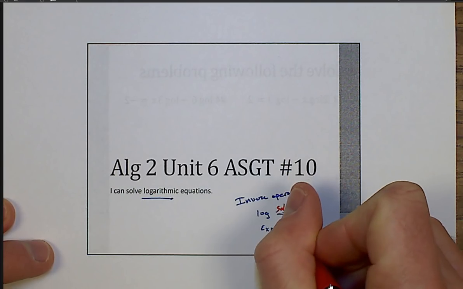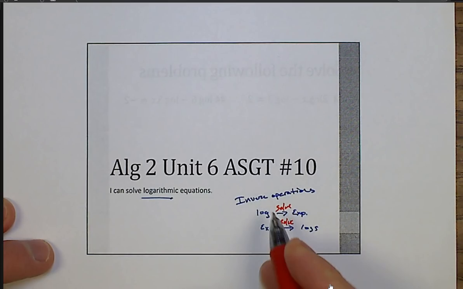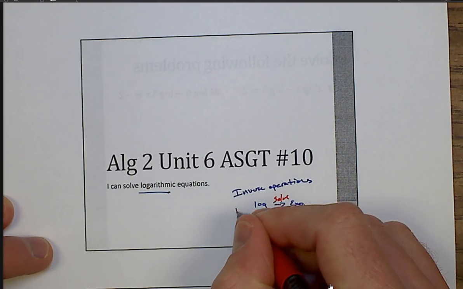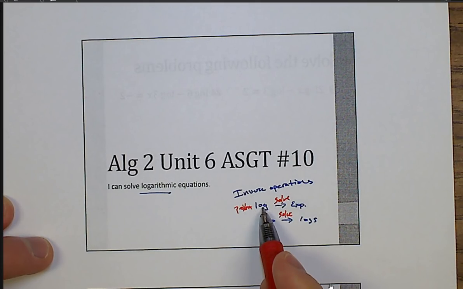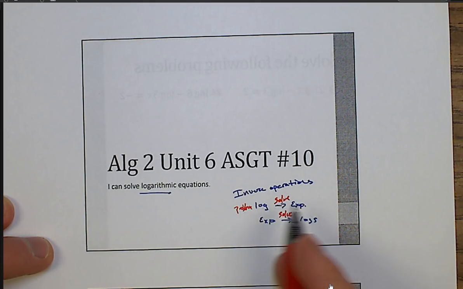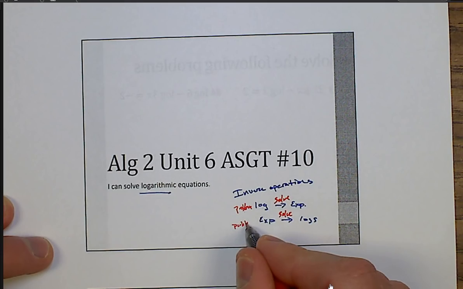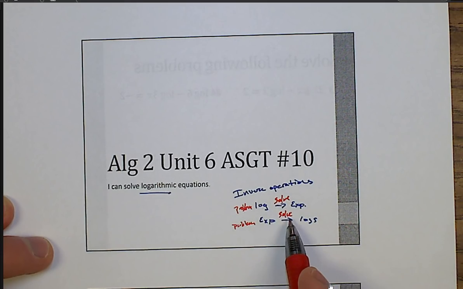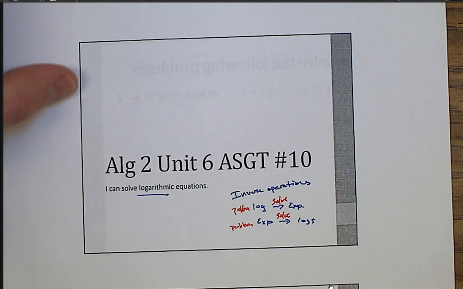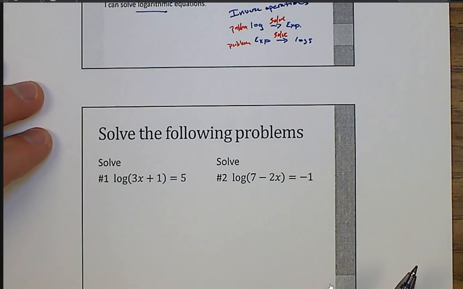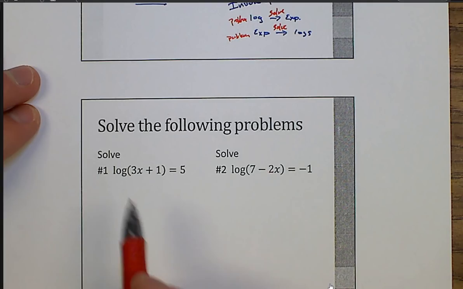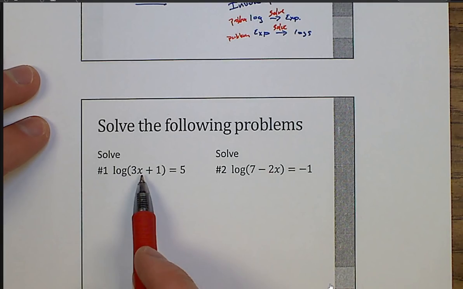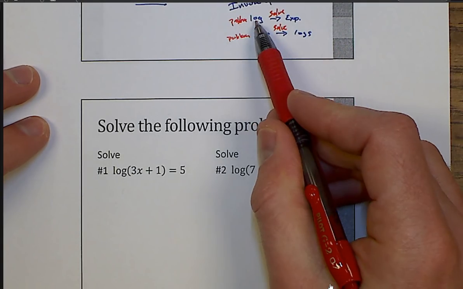And the reason I'm doing that is because when you're given a problem, if the problem is in log form, you're going to solve it by using exponential form. If the problem is in exponential form, then you're going to solve it using logs, okay? And so when we jump down to these first few problems here, you'll notice what is in the problem? Well, in the problem we have logarithms. So if in the problem we have logarithms, we're going to solve using exponential form.